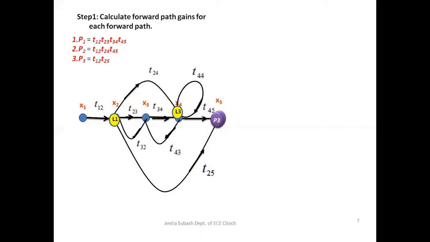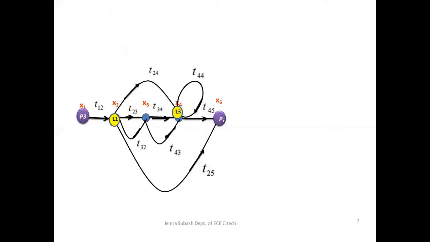So we have to identify the forward paths first, and we have to calculate the forward path gain. We know that the forward path gain is the product of all the branch gains which are involved in the forward path. So P1 is equal to T12, T23, T34 into T45. So the product of all branch gains which have been involved in the first forward path.